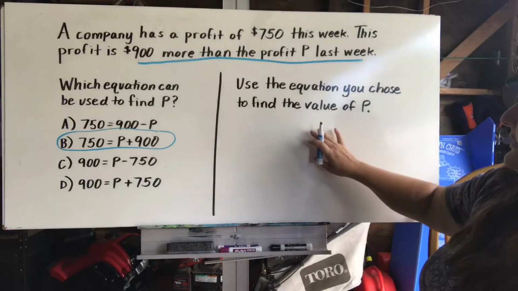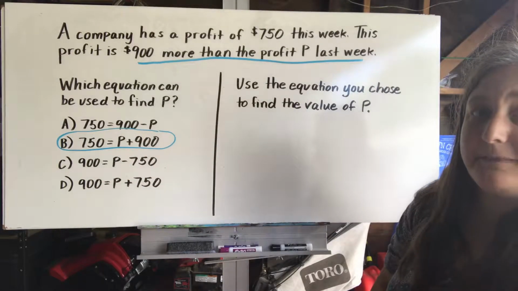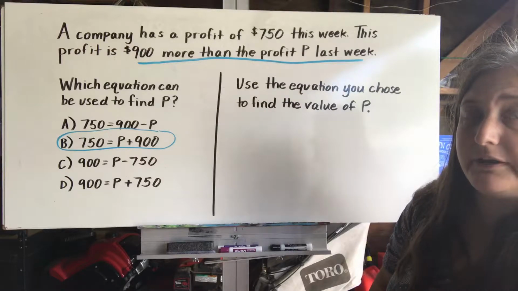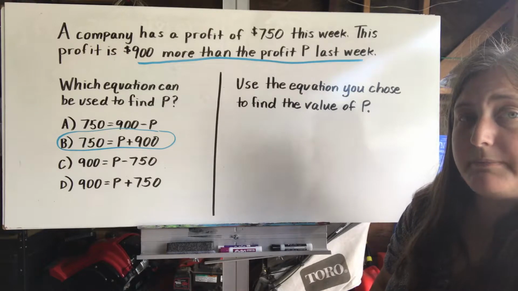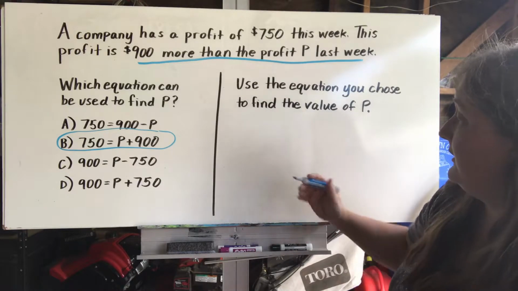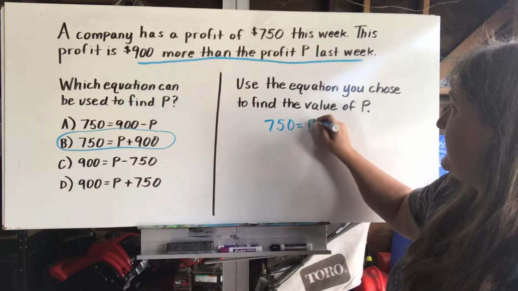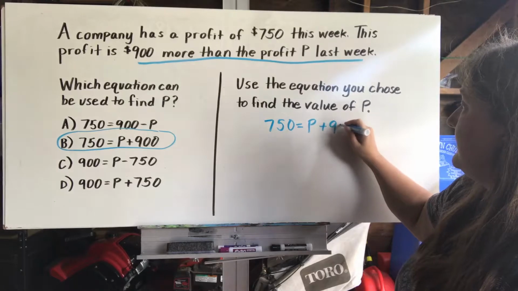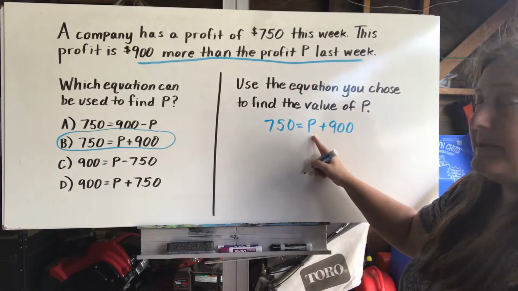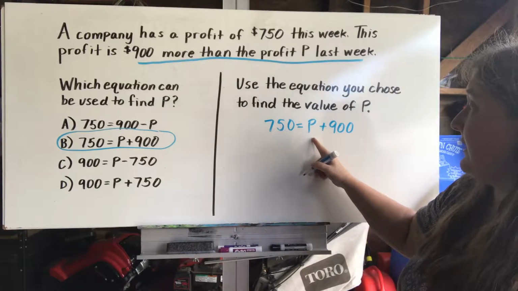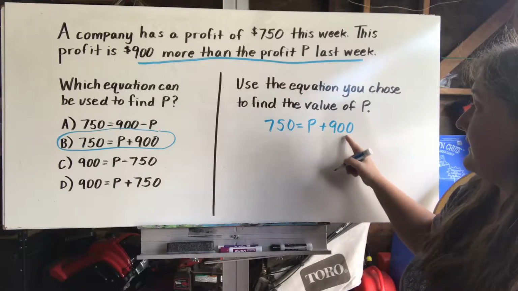So I'm going to use this equation to actually try to find the value of P. What was their profit previous to the week where they made $750? So 750 equals P plus 900. Now I'm trying to figure out what this P is. So I need this P by itself.